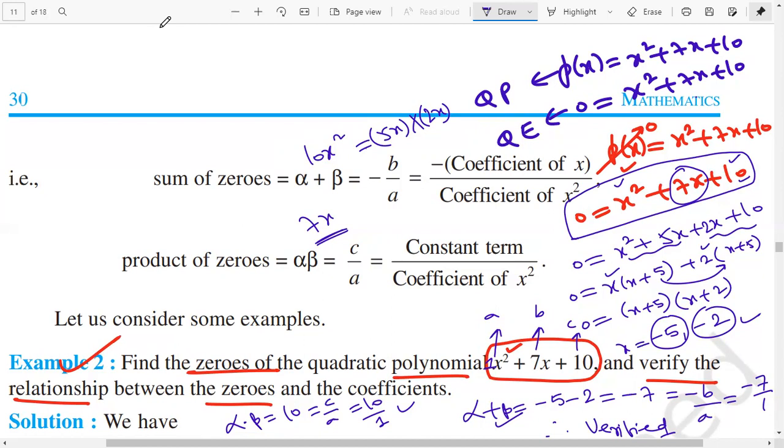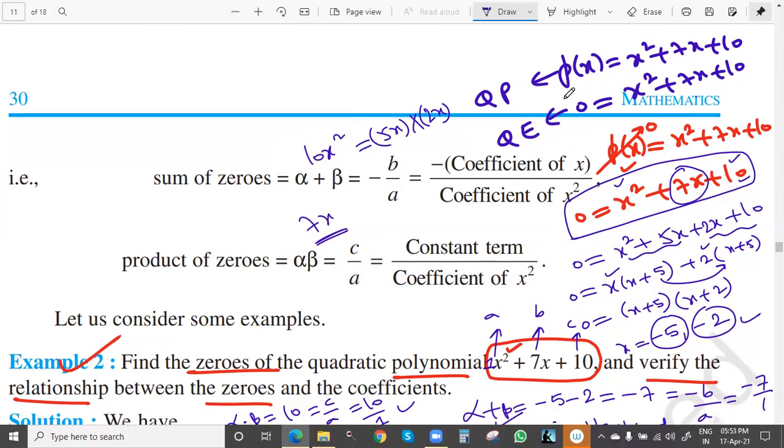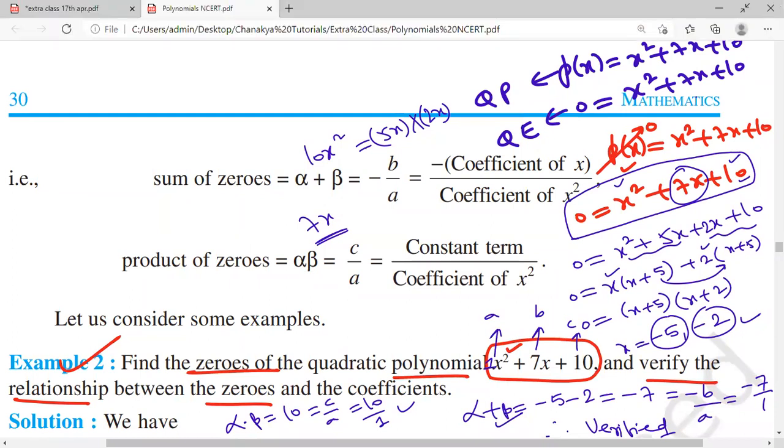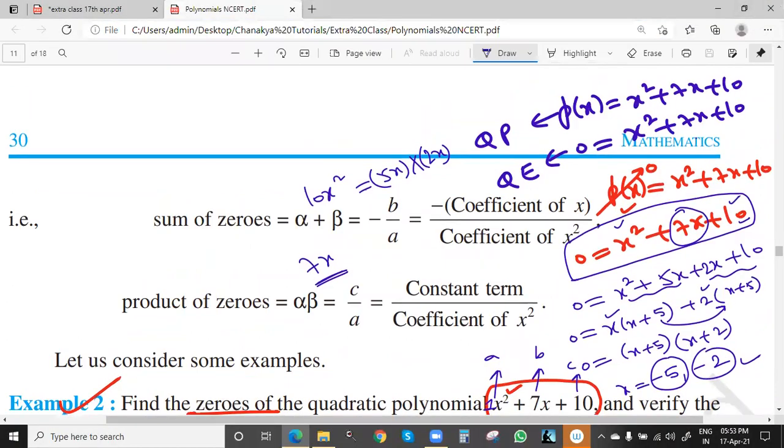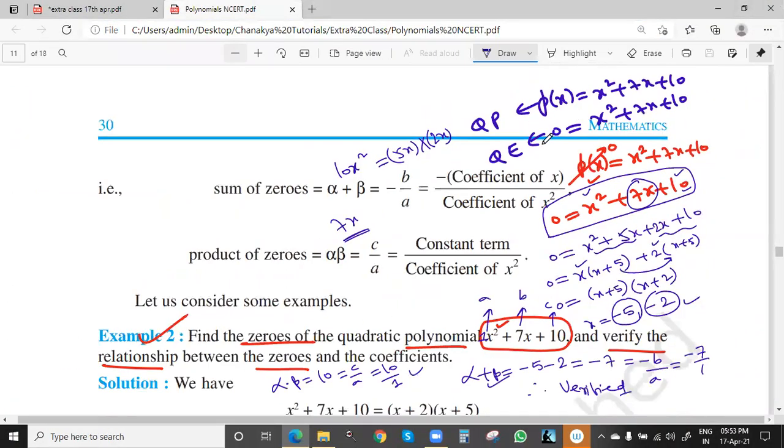Got it? So if anyone has any doubt, they can ask, otherwise others can end the session. Fine. Anyone having any doubt? No, sir. No question. Okay, good.